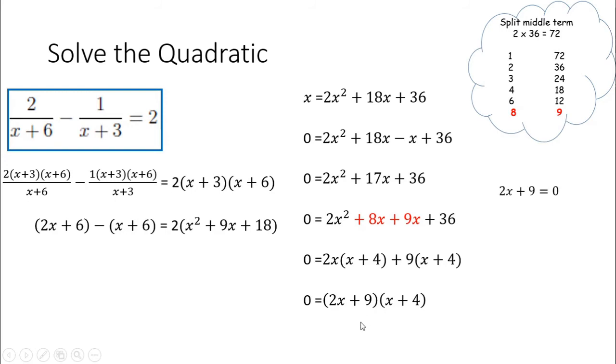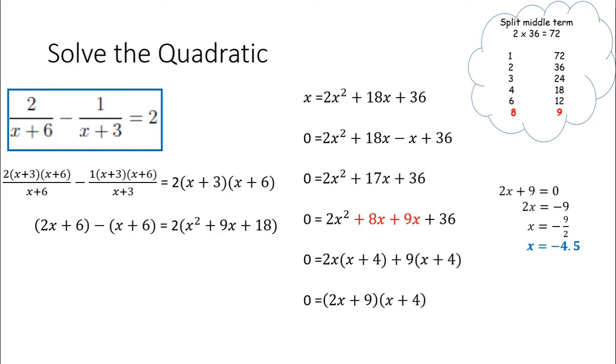So let's start with if 2x plus 9 equals 0. That's a nice linear equation that you can rearrange. Get x on its own. First I'll take the 9 across and minus it. Plus 9 becomes minus 9. And then I'll take the 2 across. It was multiplied, so I will divide. So that's negative 9 over 2. Or as a decimal, that would be negative 4.5.